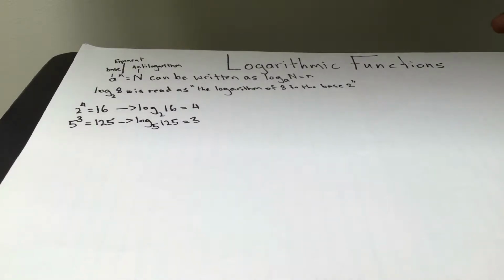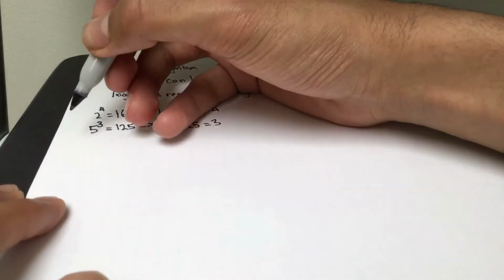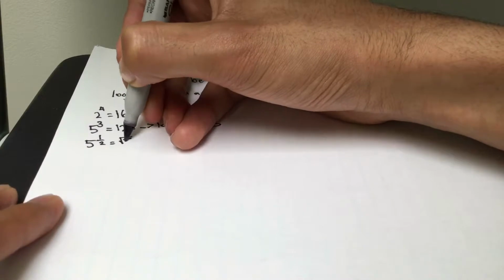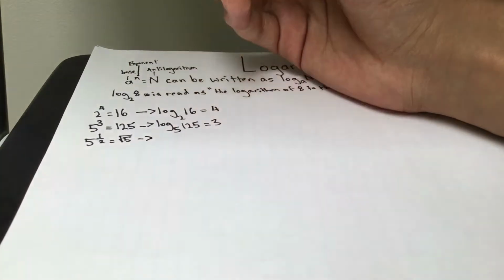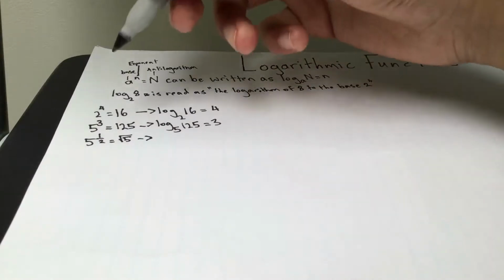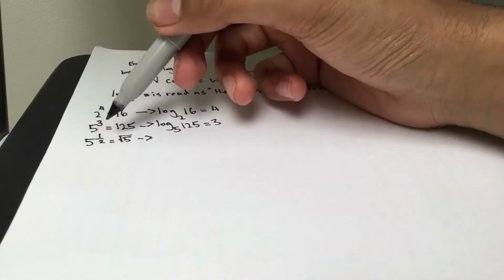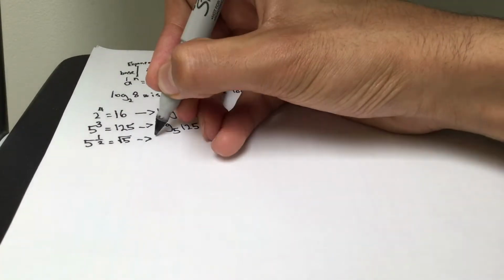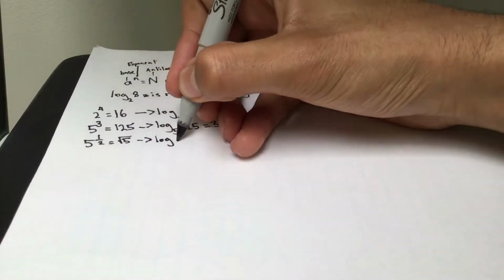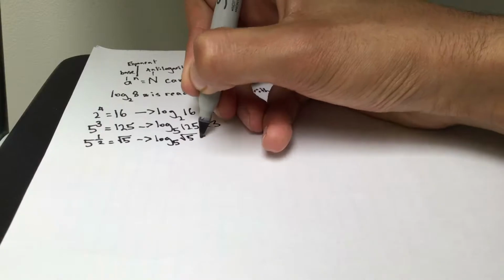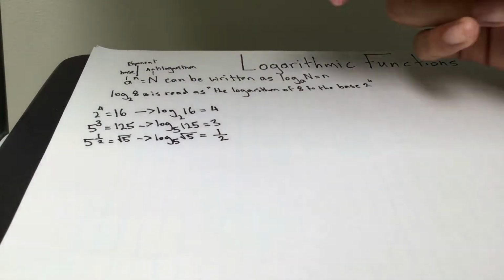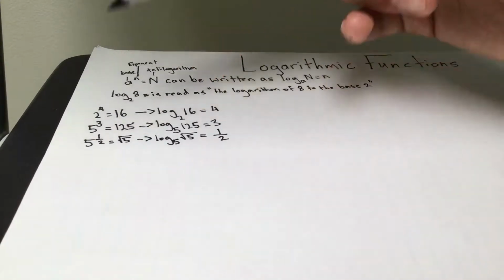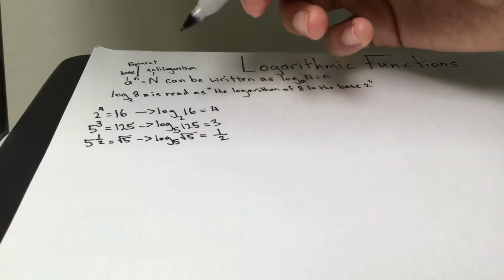Okay, so now let's move on to a harder question. Let's do 5 to the power of half is equal to square root 5. You can look at my previous video on exponential functions and laws, so you'll have a better understanding of the fractional exponents. Okay, so log 5 of square root 5 is equal to half. So it's the logarithm of square root 5 to the base of 5.